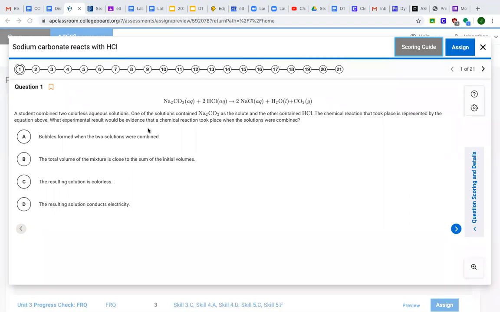Okay, perfect. All right, let's go with Idali. Idali, what do you think the answer is for this one? I think it's B. The total volume is close to the sum of the initial volumes. And does that give you evidence of a chemical reaction? No. Okay. So is there another one that tells you that there might have been a chemical reaction? So would it be A? Yeah, bubbles forming, right? How many of us had bubbles forming?